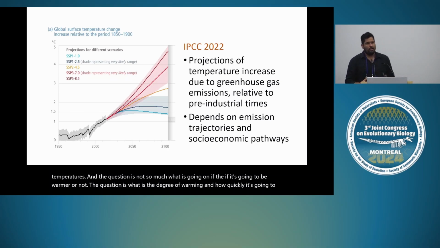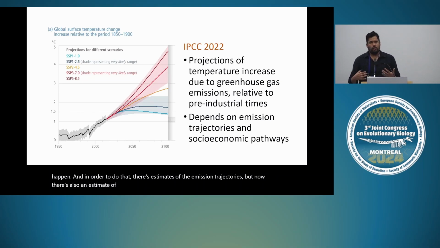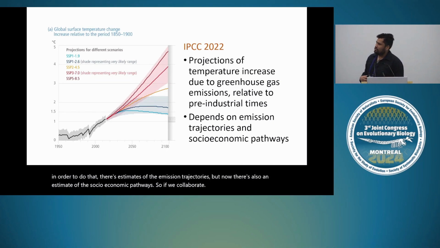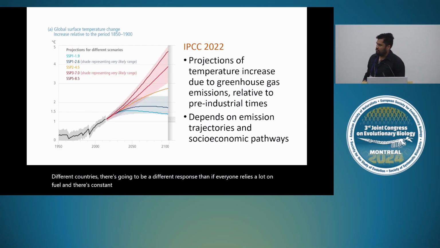And in order to do that, there's estimates of the emission trajectories, but now there's also an estimate of the socioeconomic pathways. So if we collaborate as different countries, there's going to be a different response than if everyone relies a lot on fuel and there's constant wars between different countries.